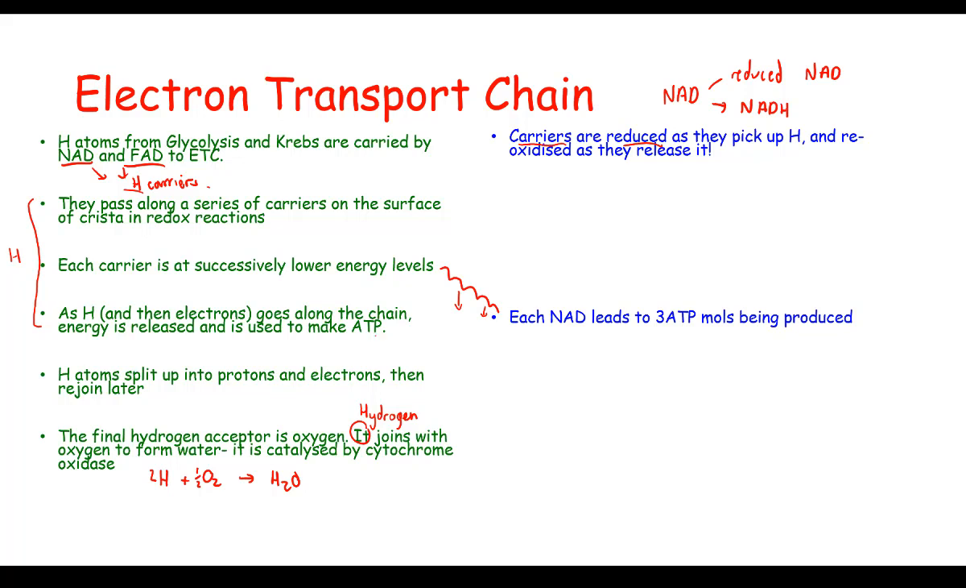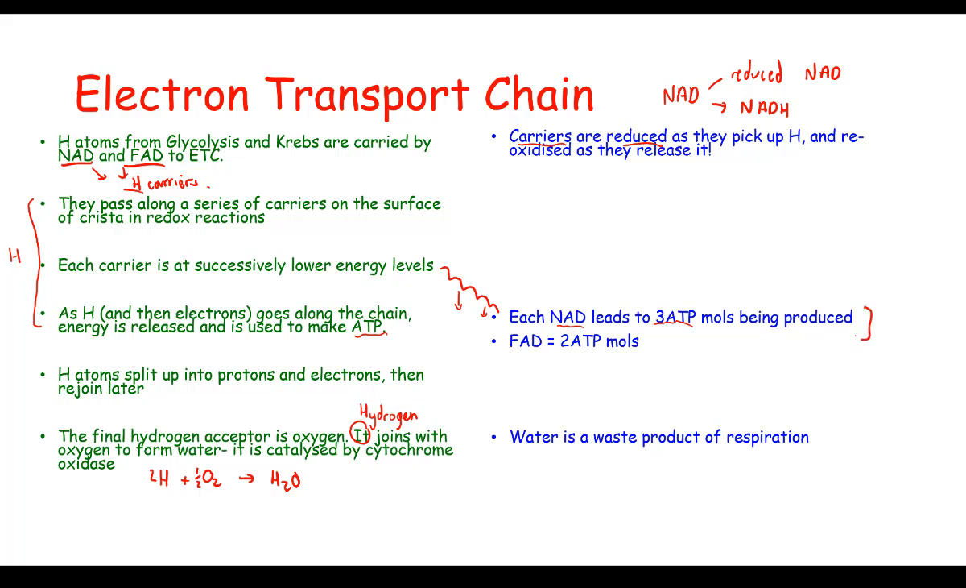Now, as well as that, we're saying here that as the hydrogen is passed along the chain, energy is released and it's used to make ATP. Each NAD molecule that we have reduced leads to 3 ATP molecules being produced, and each FAD molecule leads to the production of 2 ATPs. And finally then, water is a waste product of respiration.